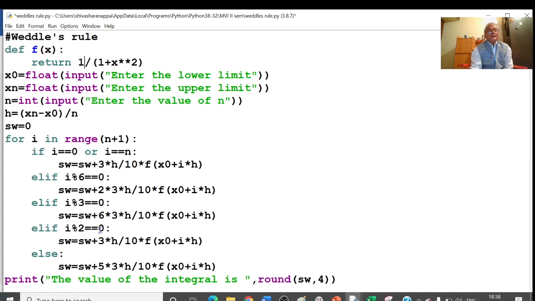If not, else, is this even? If the suffix is even, then SW is given by SW plus 3h by 10 into f of x naught plus I into h. Else, the last case, SW equal to SW plus 5 into 3h by 10 into f of x naught plus ih. After completing this for loop, I will come out of the for loop and print the value of the integral. Let me run this program.